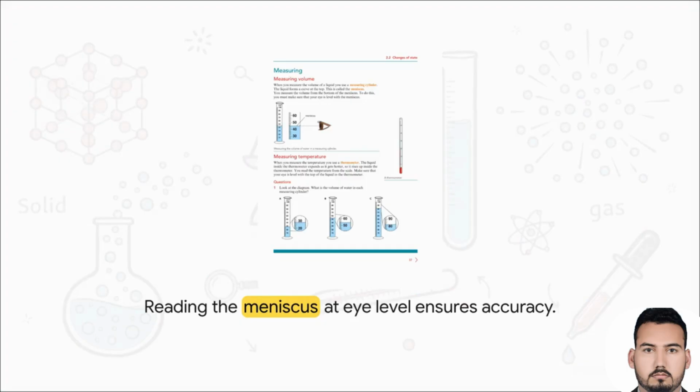Just look at the eye placement here. See how that dotted line goes straight from the eye to the very bottom of the curve? If you're standing up looking down or sitting low looking up, the lines on the cylinder are going to misalign with the liquid, and your data is going to be completely faulty. Getting your eye on that exact level is the secret sauce to true accuracy.